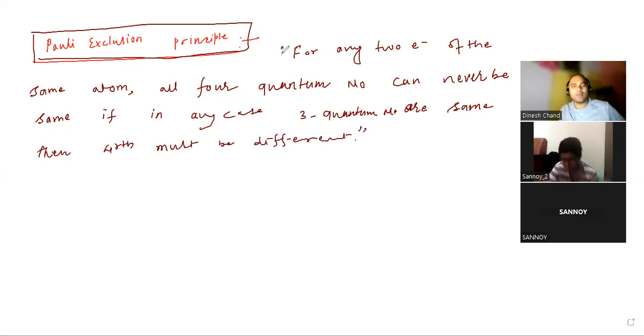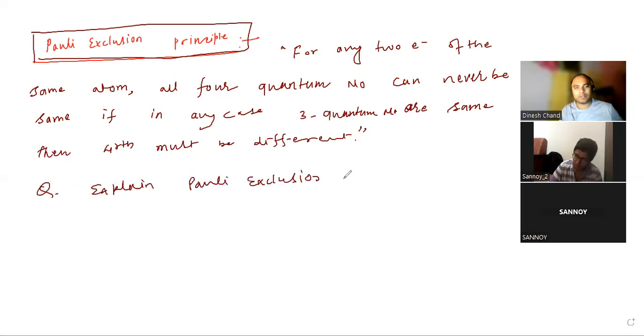Okay, now go for titanium. What are they saying? Explain the Pauli exclusion principle for the last two electrons of titanium, Ti.